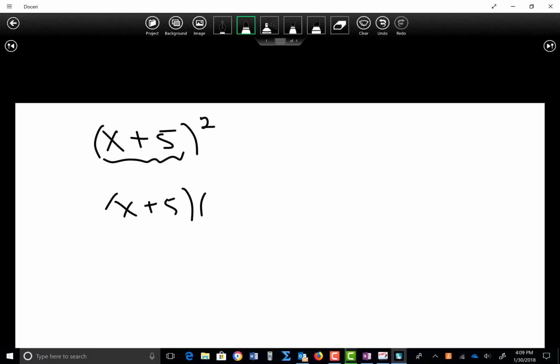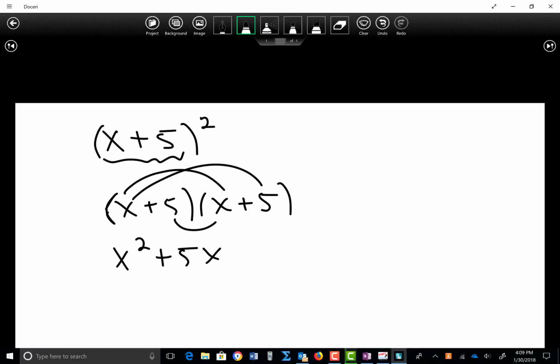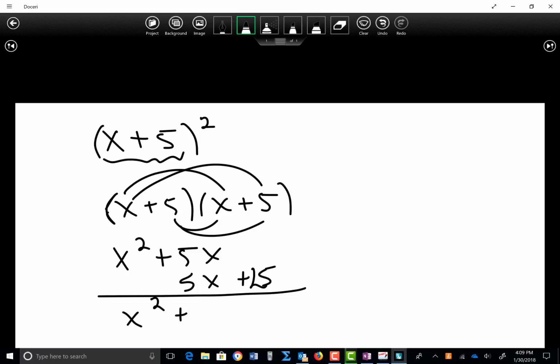and you can multiply by distributing through everything. So you can say x times x and x times 5 and 5 times x and 5 times 5. You would also use the FOIL method if that's what you're used to, but remember that that only works if you have two binomials. So this is just a review of multiplying.